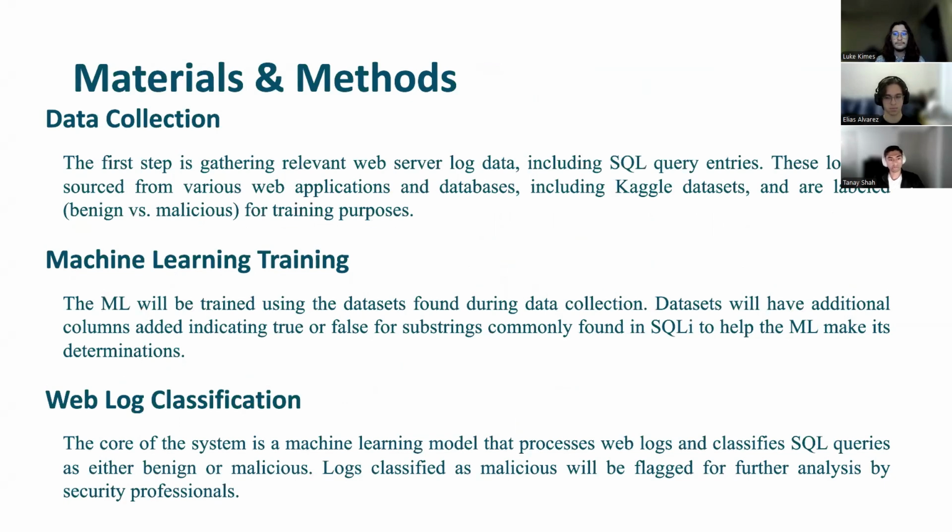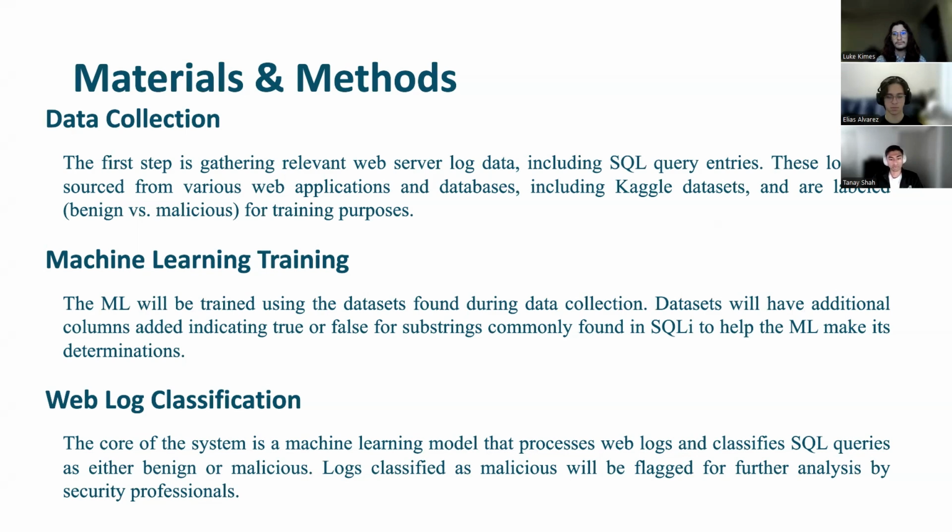All right, let's talk a little bit about the materials and methods here. So the first step in any machine learning project is data collection. We'll be utilizing an open source SQL dataset from Kaggle. This contains a labeled series of SQL queries that are labeled benign or malicious, and we'll use this for training purposes. The next step is actually training the ML model.